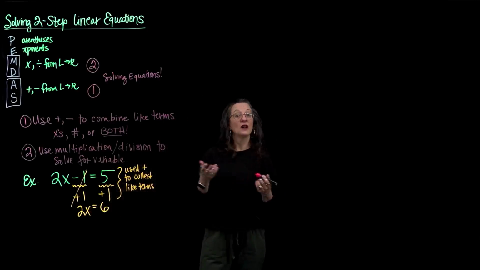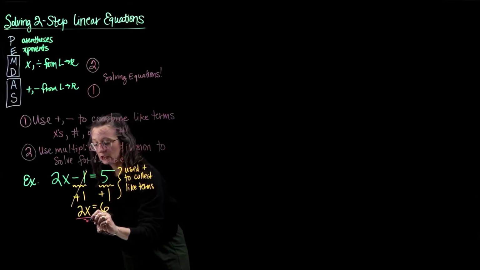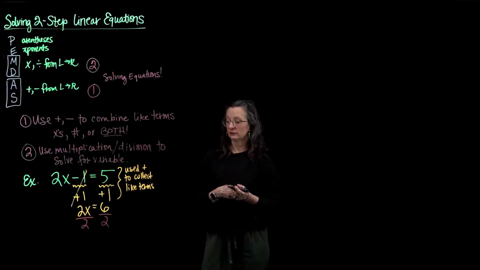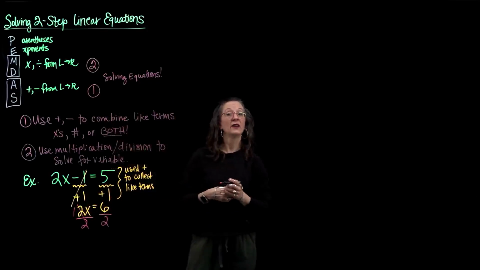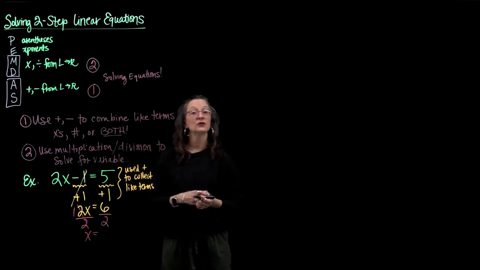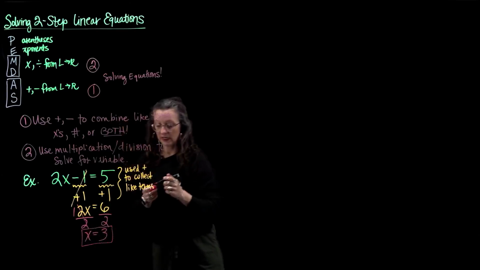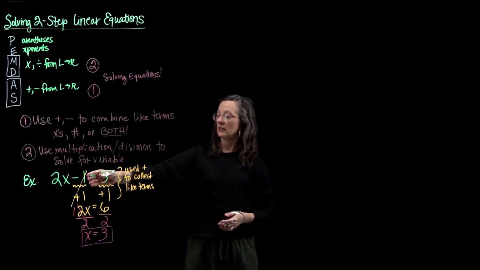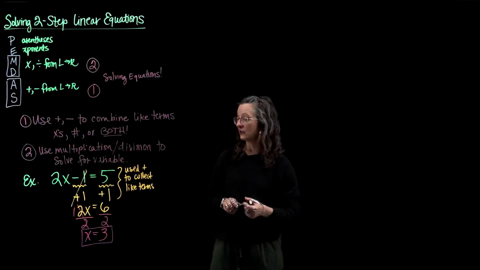All right, now I have 2x equals 6. This should look familiar. This is just a one-step equation. And remember, to undo multiply by 2, we're going to divide by 2. Those 2's will cancel. So I have 1x. And I'm just going to write x down, equals 6 over 2, which is 3. So we end up with a solution of x equals 3. Notice we did our addition first, then our division to get our answer.